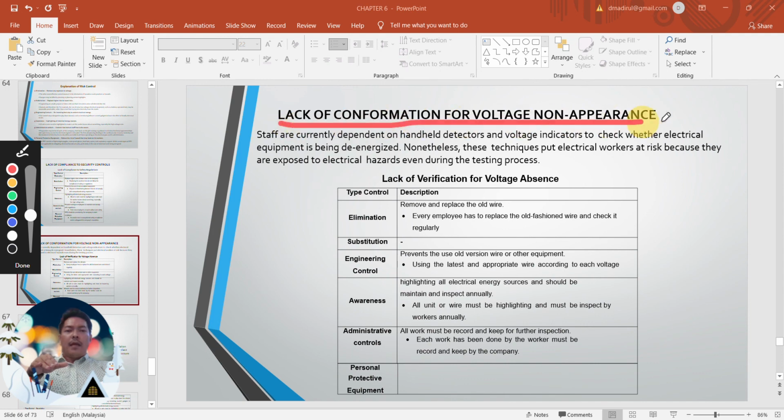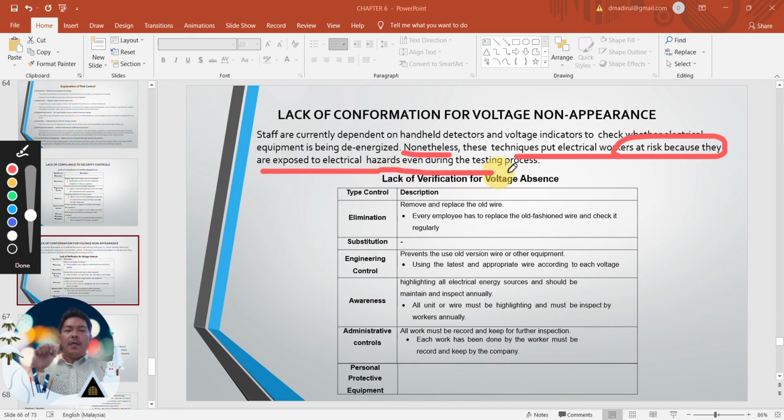So this is a lack of confirmation for voltage and non-apparent voltage. In the case of lack of voltage, staff are currently dependent on a detector and voltage indicator to check whether electrical equipment is being energized. So this is the problem. Nonetheless, this technique puts electrical workers at risk because they are exposed to electrical hazard even during the testing process. So how do you conduct the risk control?